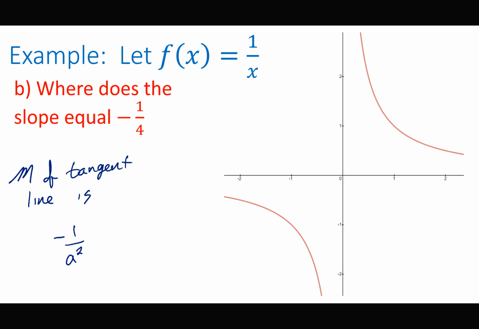Okay, well, I want to know where it equals negative 1/4. So I'm trying to set this equal to negative 1/4. When do I have a slope of negative 1/4? Not at the point negative 1/4. When do I have a slope of negative 1/4? So I'm going to set my function equal to what the slope should be. How do I solve this? How can I solve this for a?